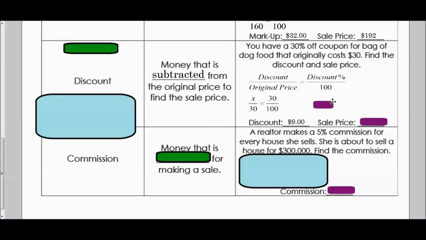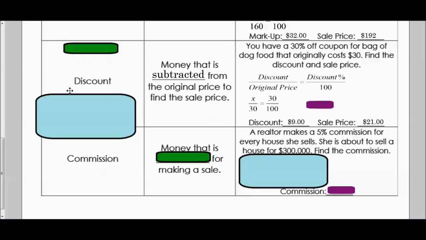So we figure out that that's $9. We cross multiply 30 times 30 and then divide by 100. We get $9 as our discount. That's how much we're saving. We're going to take that away from the $30 that it originally cost. That leaves us with a sale price of $21.